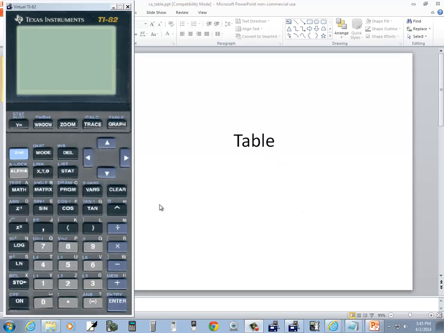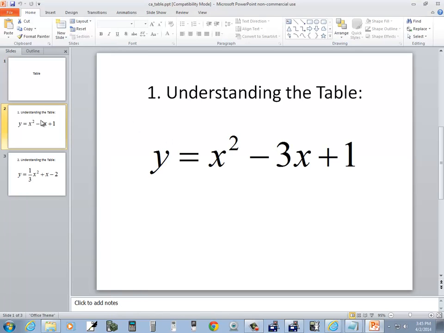Let's take a look at the table on a TI-82 calculator. And this is my second try creating this video, so let's see how this attempt goes.